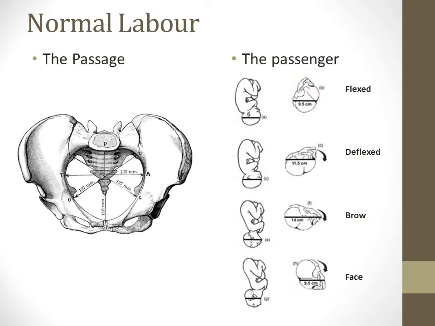So, in the ideal situation, the baby or passenger enters the pelvis with the head maximally flexed on the neck, vertex presentation. In this case, the presenting diameter from the anterior fontanelle to below the occiput is approximately 9.5 centimetres. Other cephalic presentations include deflexed, brow and face presentations.